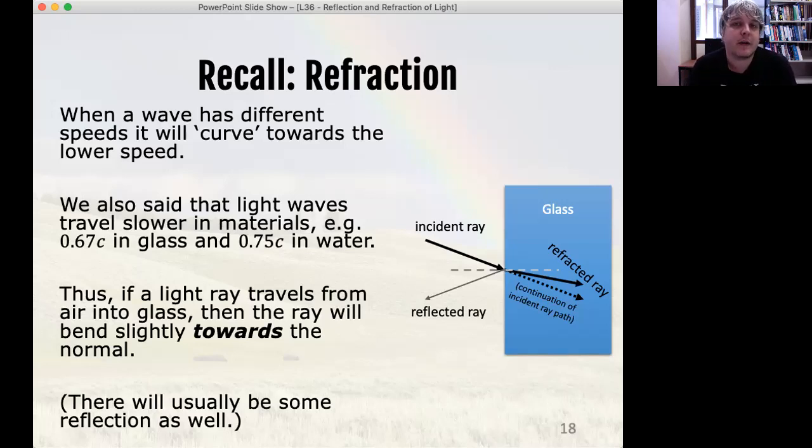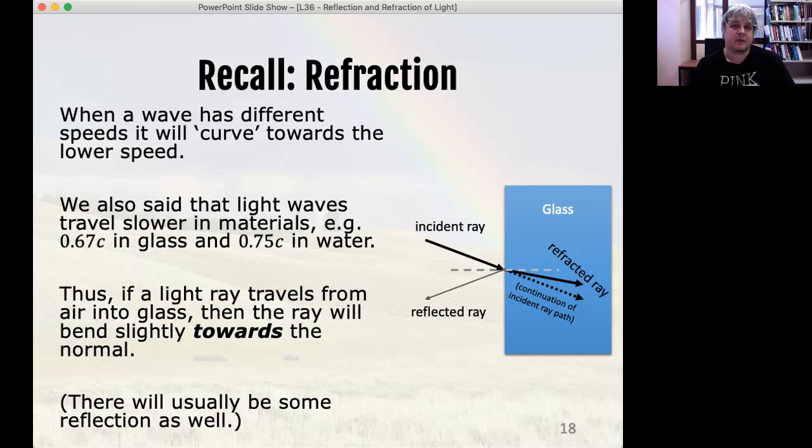We also said light waves travel slower in different materials. We said that the speed of light in glass is only 2/3 of what it is in a vacuum. In water, it's about 3/4 of what it is in a vacuum. So if a light ray travels into one of these other materials and travels a bit slower, then it will bend as it does so.